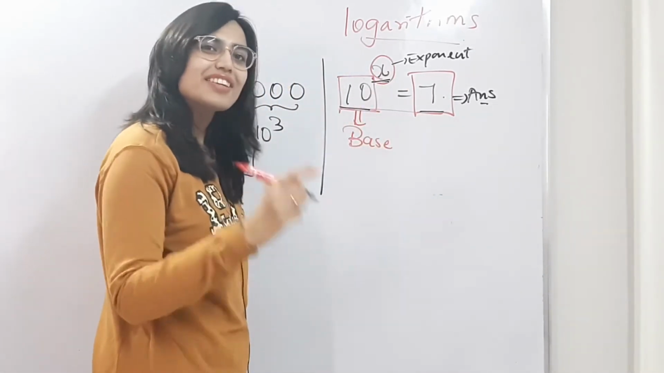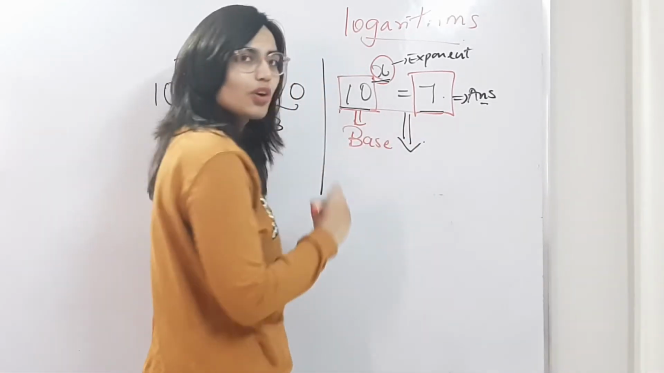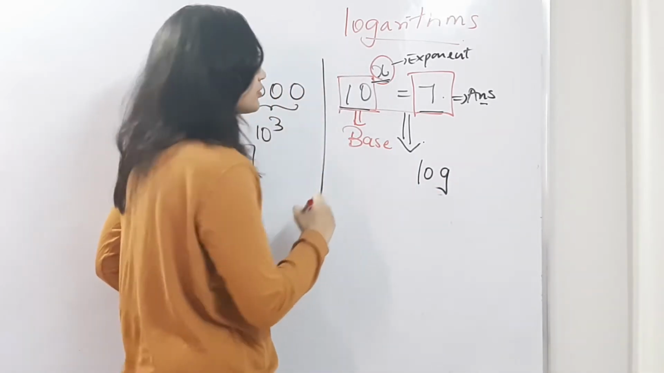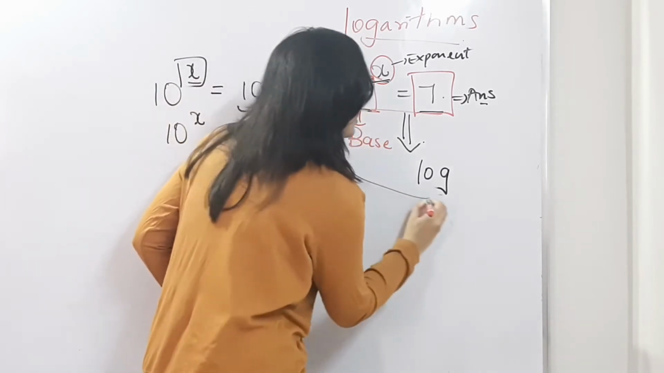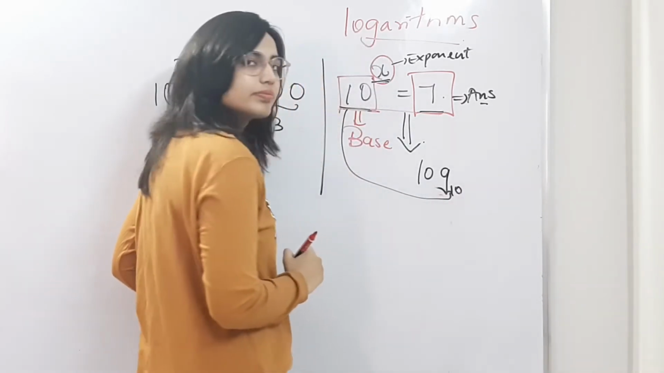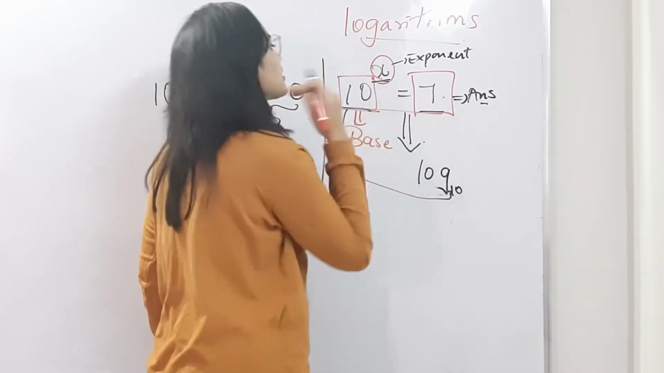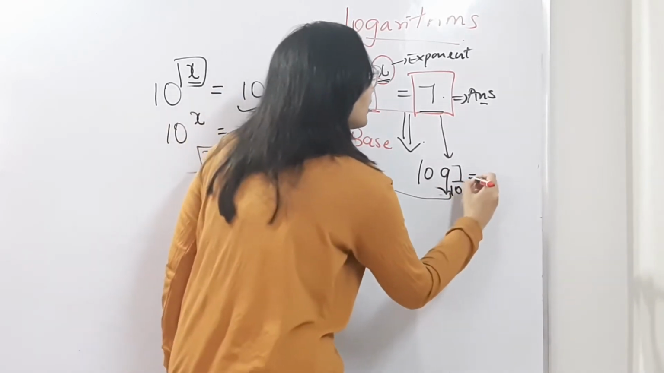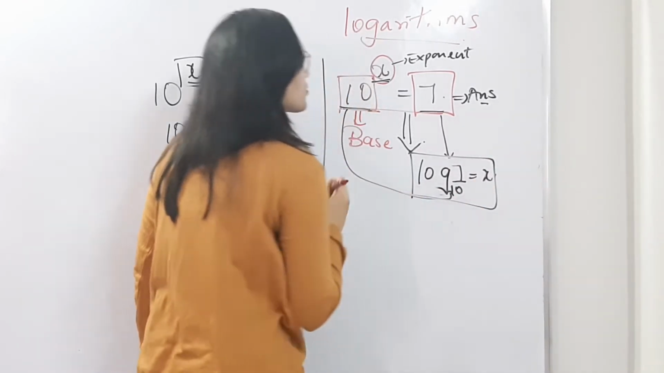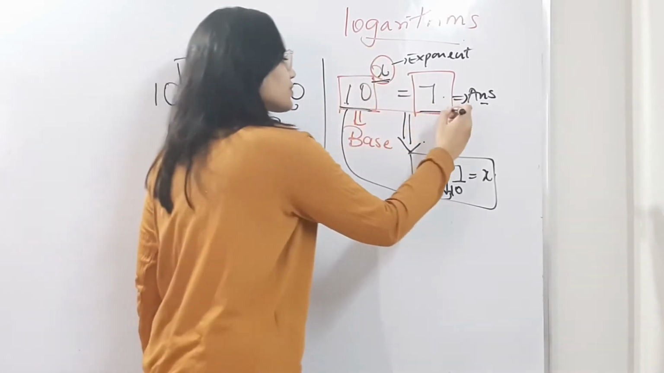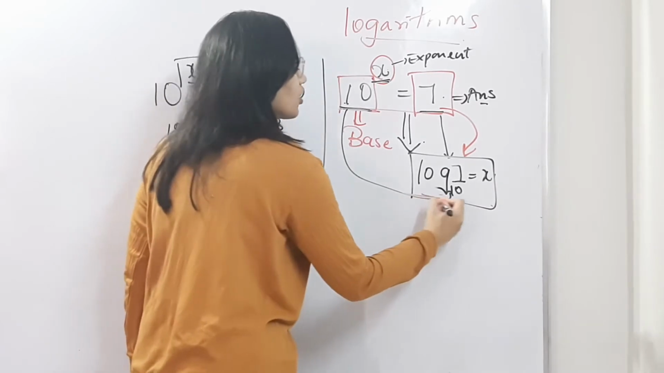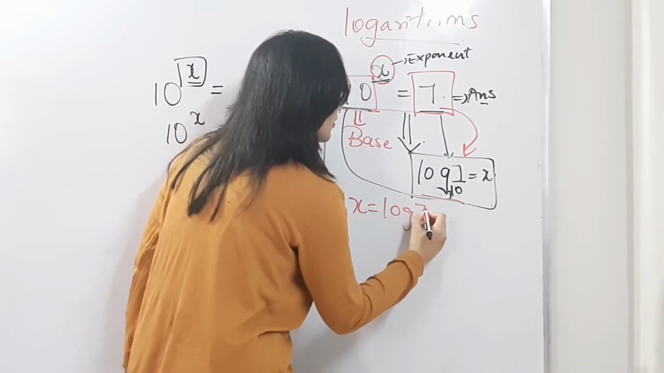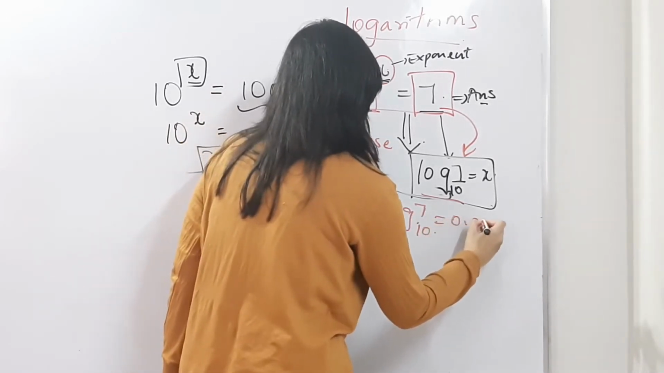So, we need to find the value of the exponent. What we'll do is convert this into a logarithm. You write log, and this is the base. Put the base in the base itself, as the name indicates. And then this is the answer. Copy the answer exactly as it is and then equate this to x. So 10 to the power of x is equal to 7 can be rewritten as log 7 to the base 10.